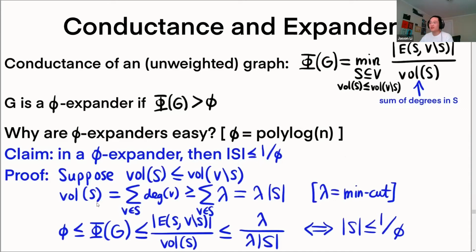Then the volume of S is the sum of degrees. Every degree is at least lambda, where lambda is the min-cut, because every vertex degree is a valid cut in the graph. So the volume is at least lambda times the size of S. Now the conductance, phi, is at most the cut over the volume by this definition. Since S is a min-cut, the number of edges is equal to lambda. And this translates to the size of S being at most 1 over phi. This is a very simple calculation that shows that for an expander, we are in an unbalanced setting, and we can just run the local algorithm. Any questions?